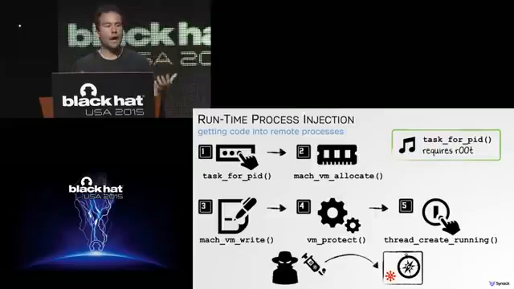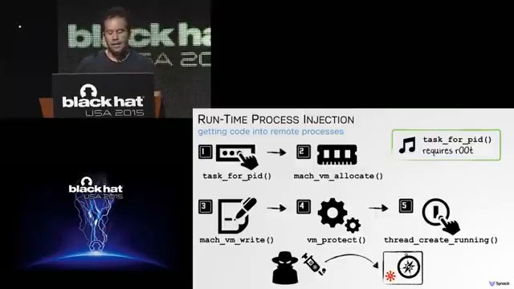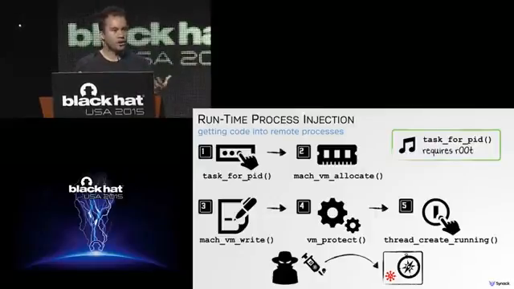So the first thing you do is you allocate two chunks of memory: one for the stack of the remote thread you're going to create, and then one for the actual shellcode. You then call vm_write to copy in the shellcode. You set it to be executable, and then you simply call thread_create_running, which is synonymous to CreateRemoteThread on Windows, and will start a new thread at your shellcode.